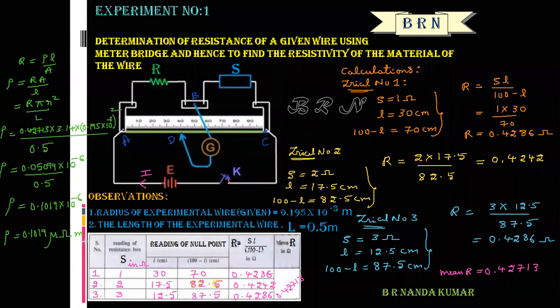So the resistivity of the material of the wire is 0.1019 micro ohm meter. Okay, so after that, let us discuss some very important viva questions regarding this experiment.